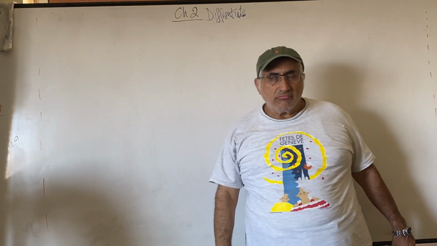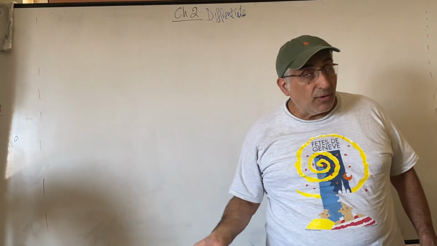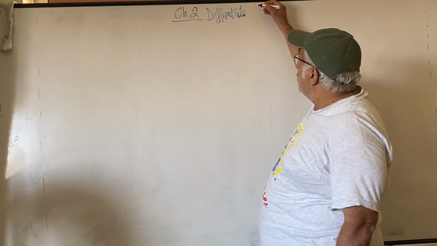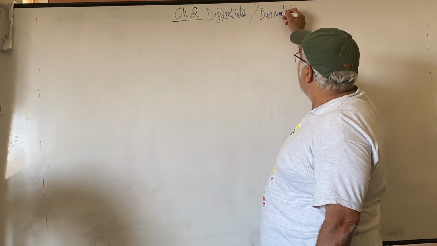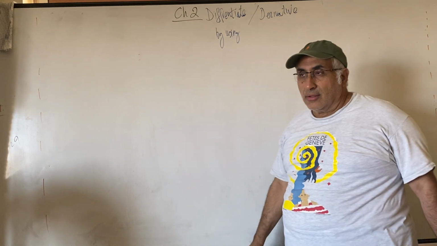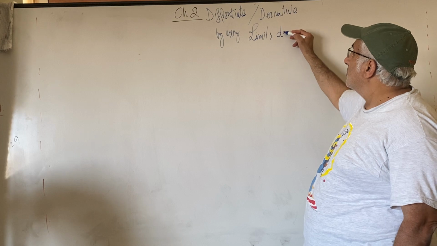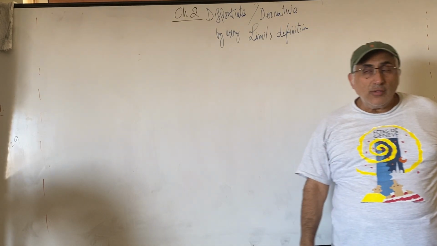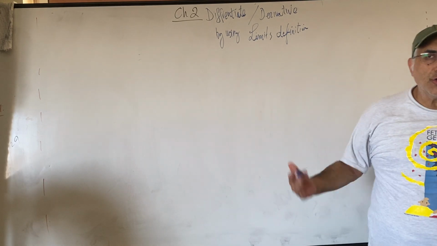We know the rules: x squared gives 2x, x to the power 5 gives 5x to the power 4. But we need to find the differentiation, or the derivative, by using what we've learned in chapter 1. We call it the limit definition. If we use the limit definition, then we are able to differentiate anything in the future by shortcuts.